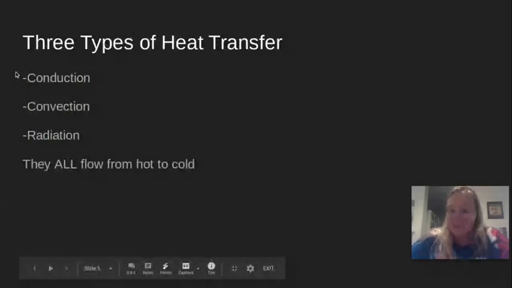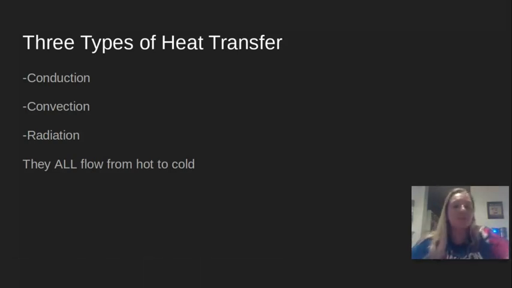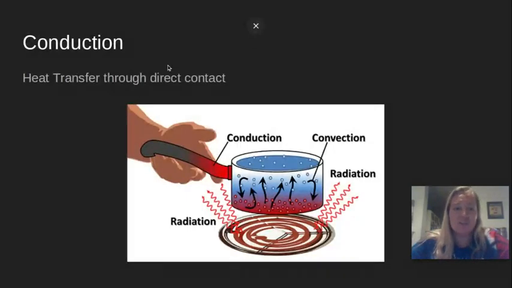And we have 3 different types of heat transfer. And remember, they all flow from hot to cold, just in different ways. So we have conduction, convection, and radiation. So conduction is heat transfer through direct contact. So remember that D in conduction, that's for direct contact. So that's with molecules directly touching each other, kind of like how sound works. Conduction is when heat moves through molecules bumping into each other.